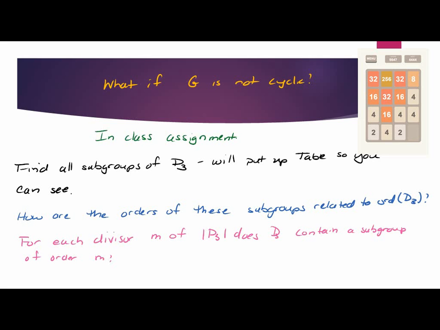Then answer the question: is it true that for each divisor m of the order, D3 contains a subgroup of exactly that order? Do we have some kind of analogous theorem for a non-cyclic group? D3 is a non-cyclic group. So I'm going to go back to the table after you jot down these questions.